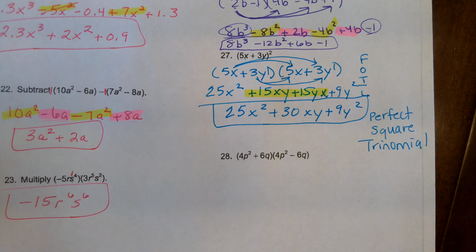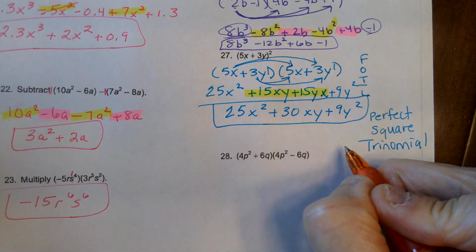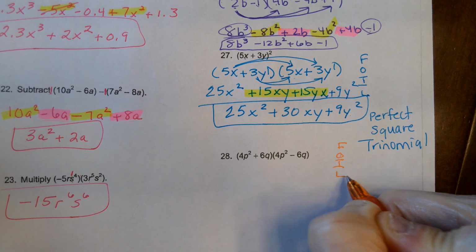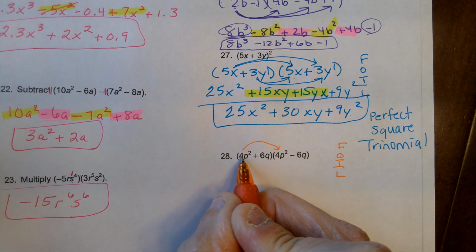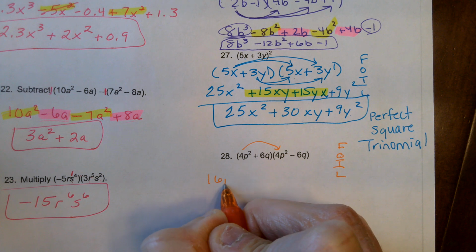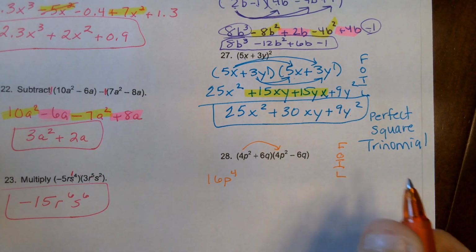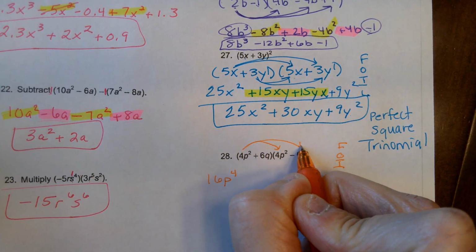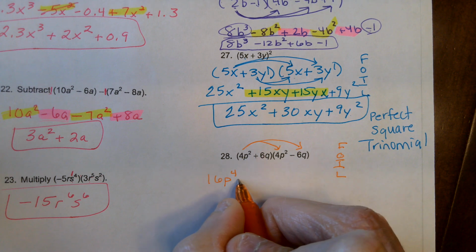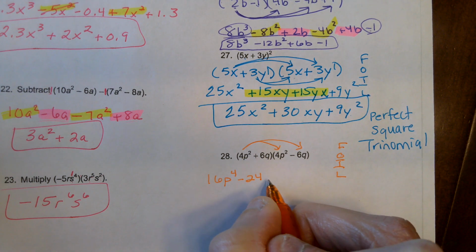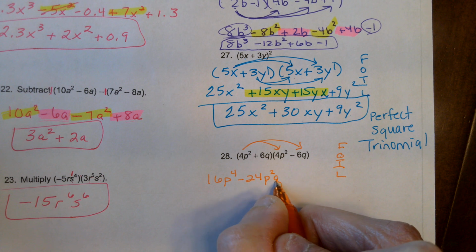Now, let us move ahead here, and this is another one that you could notice, but I'm going to first go through it the other way. Let's do orange. We're going to use FOIL. Be careful. 4p squared times 4p squared is 16p to the fourth, adding exponents. 4p squared times a negative 6q is a negative 24p squared q.